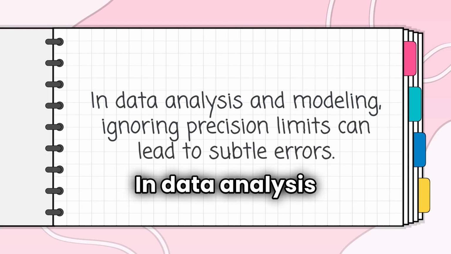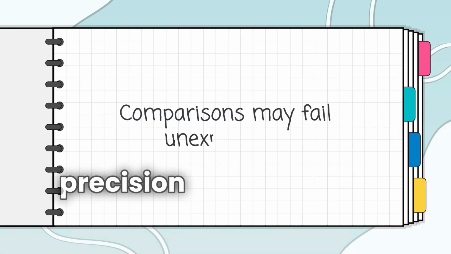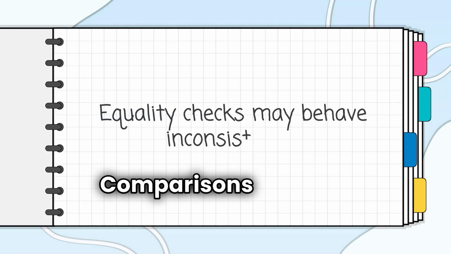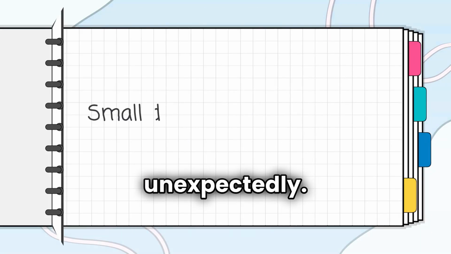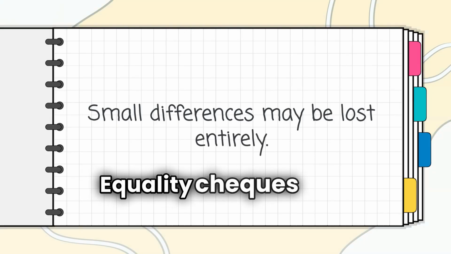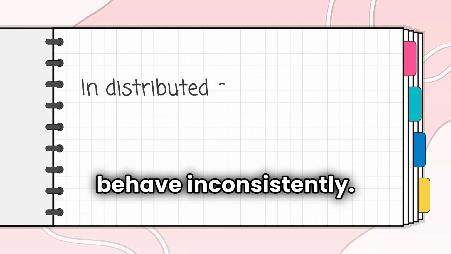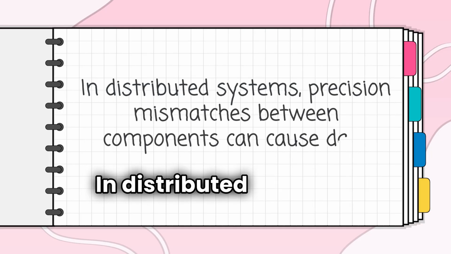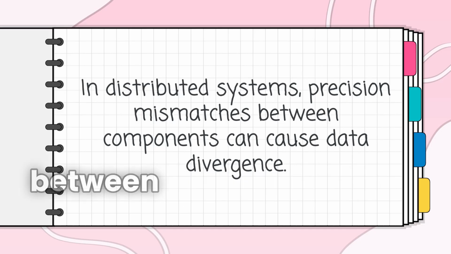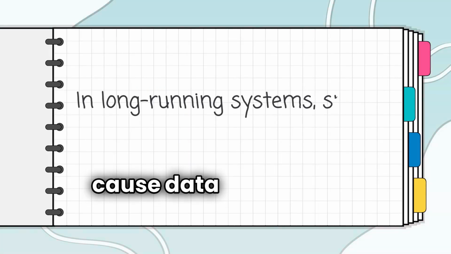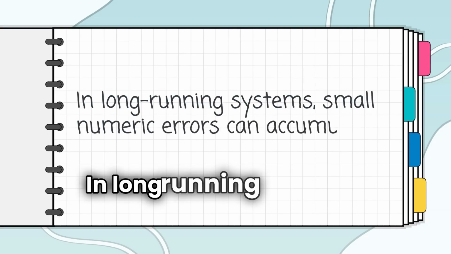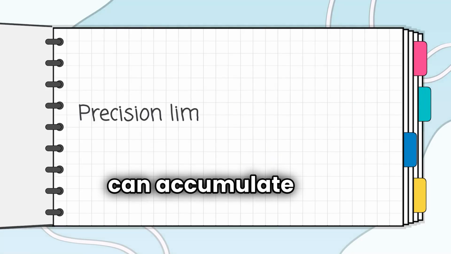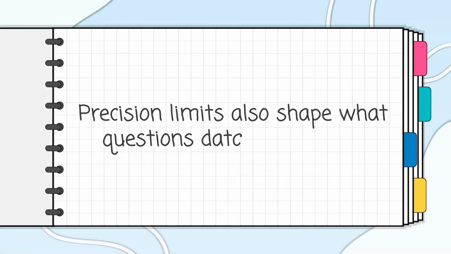In data analysis and modeling, ignoring precision limits can lead to subtle errors. Comparisons may fail unexpectedly. Equality checks may behave inconsistently. Small differences may be lost entirely. In distributed systems, precision mismatches between components can cause data divergence. In long-running systems, small numeric errors can accumulate into large inconsistencies.